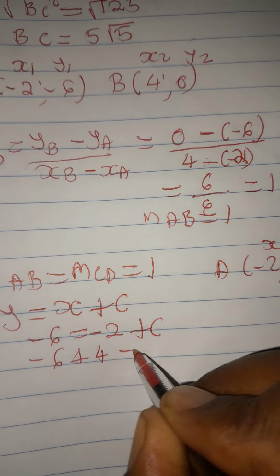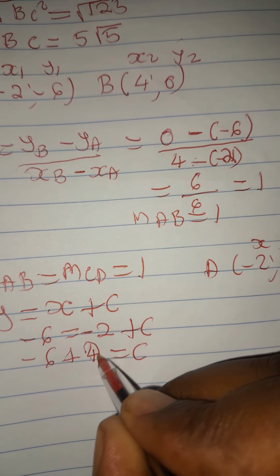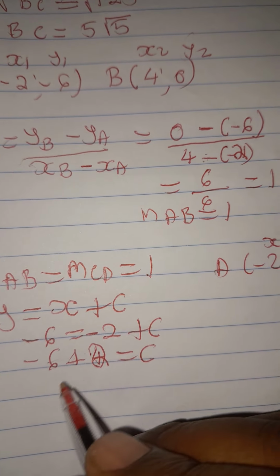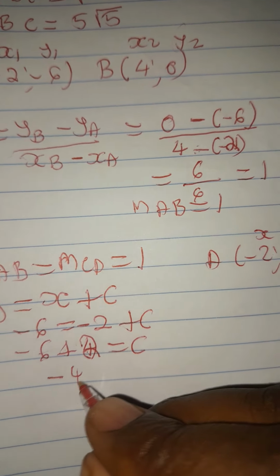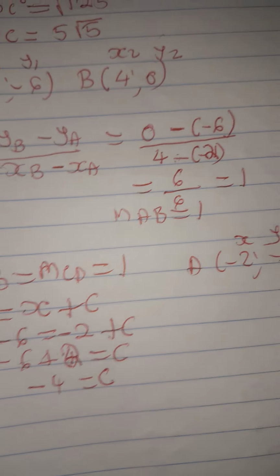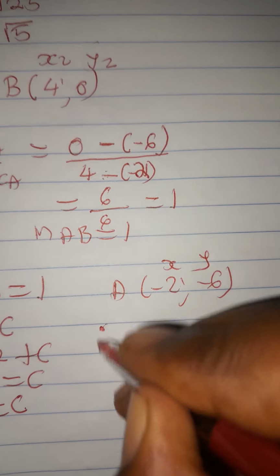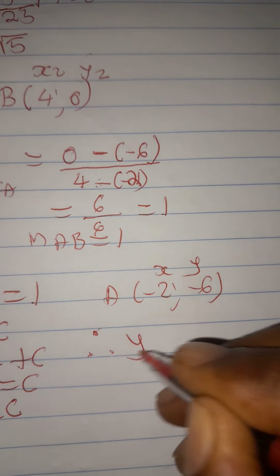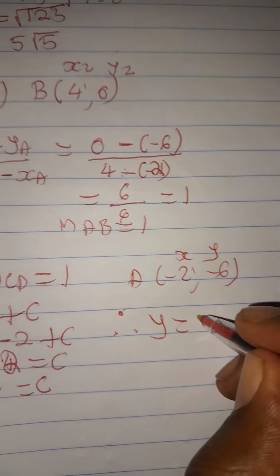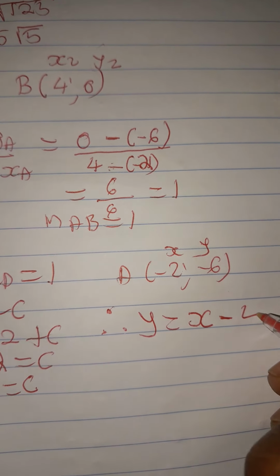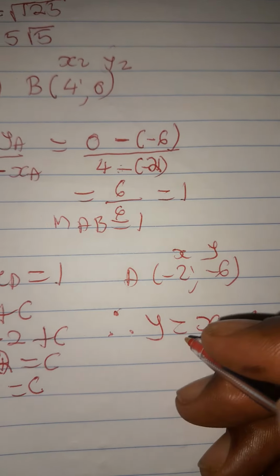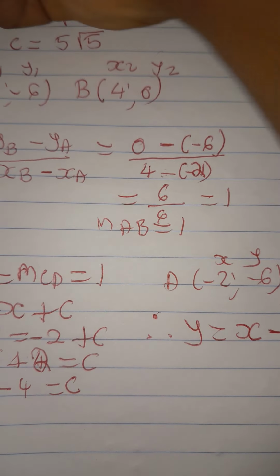This will be negative 2. Sorry for that. Negative 6 plus 2 is the same as 2 minus 6, which will be minus 4. Therefore, C is minus 4. There we go. Y is equal to x, as we know, then our C is minus 4. So this will be the equation of CD.